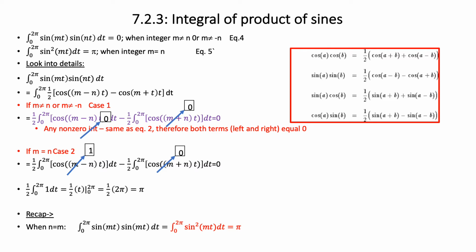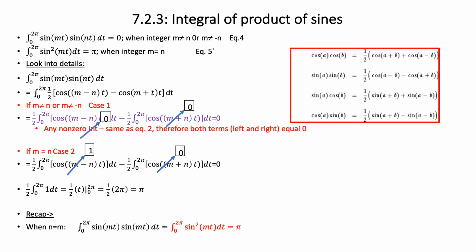For case 2, when m equals n, if we rewrite the integrations, we have half the integral of cos (m minus n)t dt minus half the integral of cos (m plus n)t dt, which results in the left hand side term remaining as 1, and finally we have the value is pi.